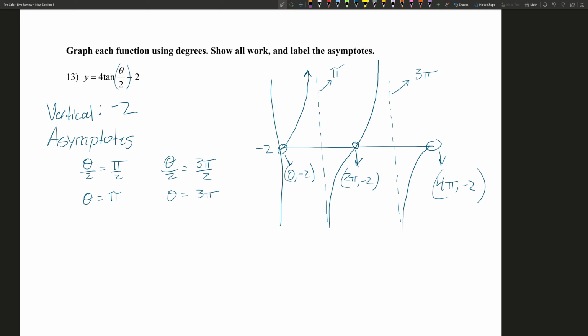So before I go to identities, which will probably be the last thing, are there any questions over any of the graphing?